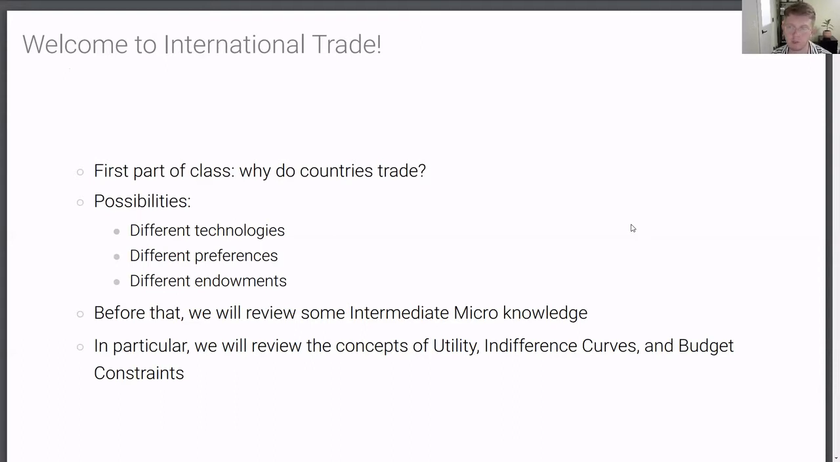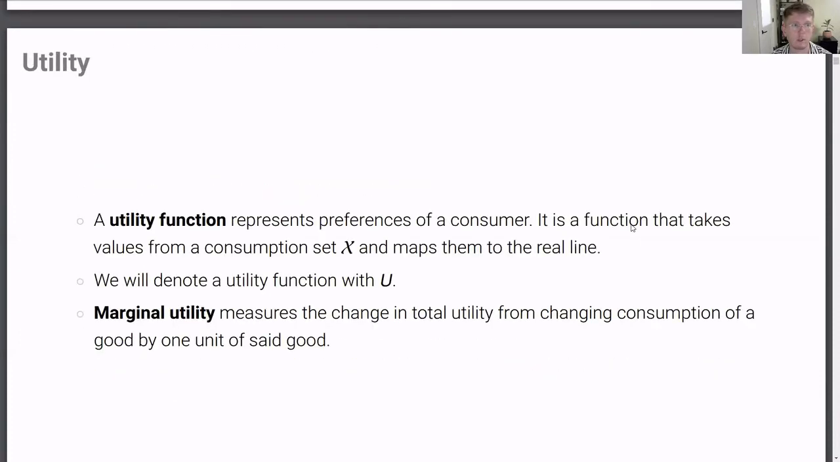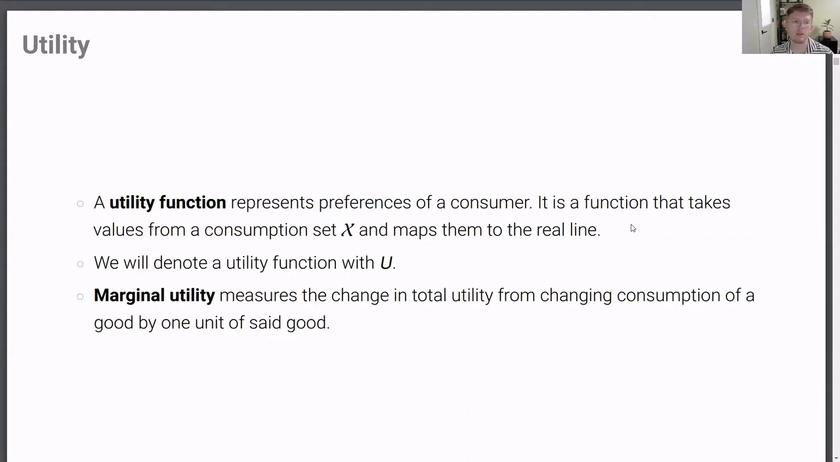As I was saying, before we get into these theories about why countries trade, first we want to review some intermediate micro knowledge. Okay, so first, let's go through utility. We're going to define the term utility function, and a utility function is just going to represent preferences of a consumer. It's going to take values from a consumption set X, where X could be, for instance, the set of apples and oranges, and then map them to numbers on the real line, where numbers are going to tell us how much utility we get from the consumption of any given consumption bundle.